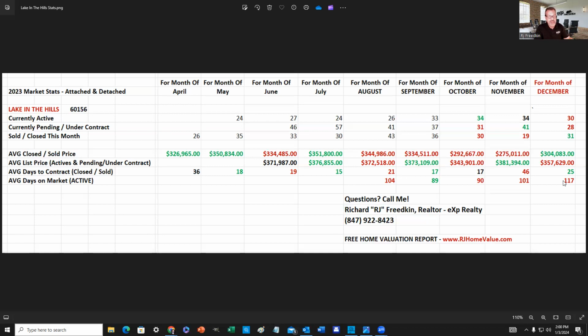So hopefully we'll see that start to drop as we get into the spring market, after the football, a little more milder weather. So it's a great time to buy. It's a great time to sell. Prices are down a little bit. Interest rates are down.